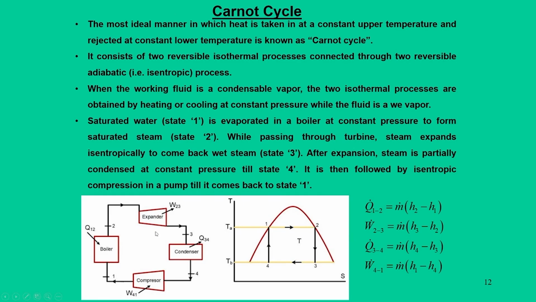Now, instead of the turbine, because the turbine was a recent development, initially in the Carnot cycle it was imagined to be an expander which produces the power, a condenser which releases the heat, a boiler which takes the heat, and a compressor which feeds this working fluid to the boiler.